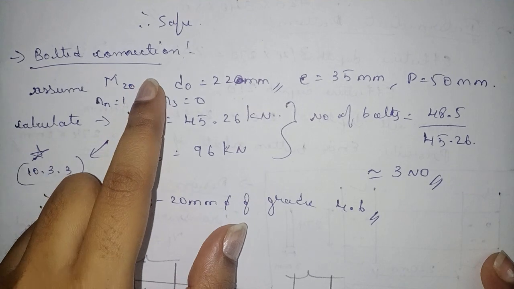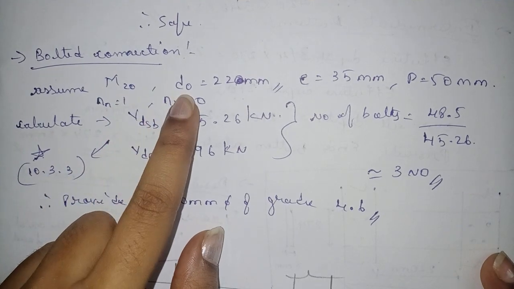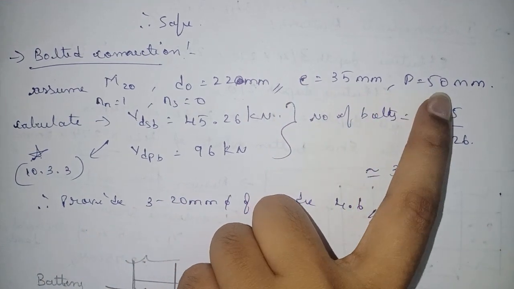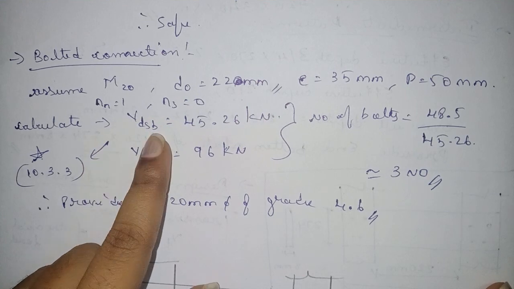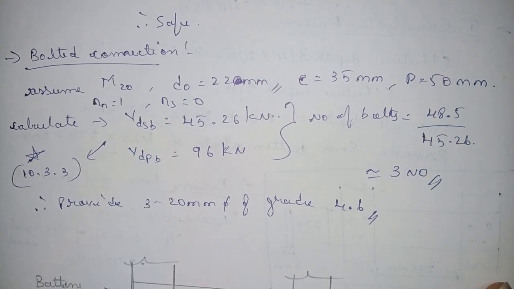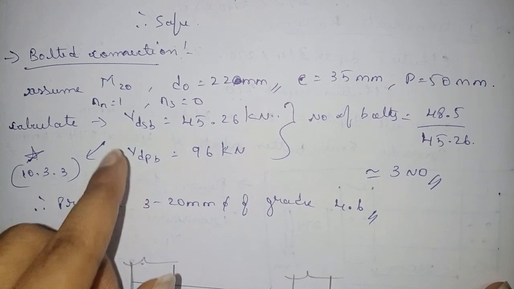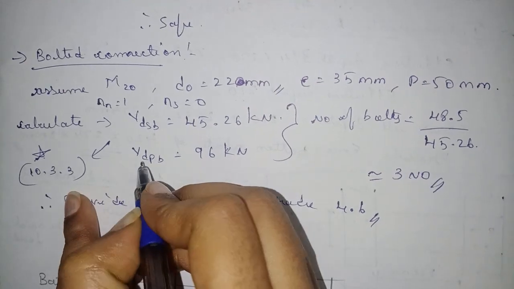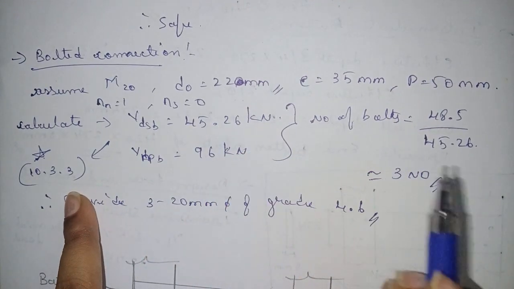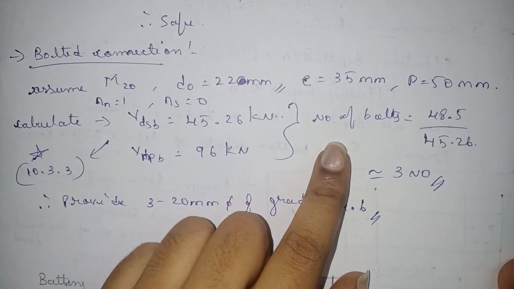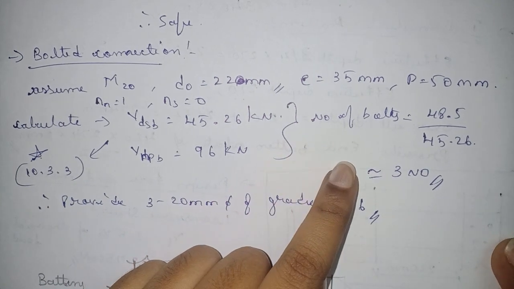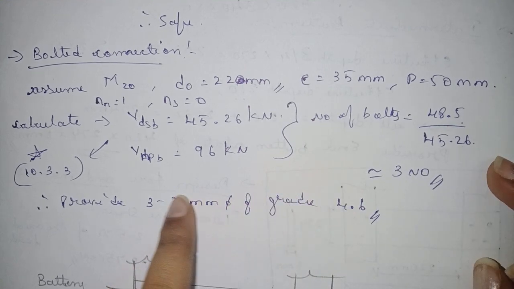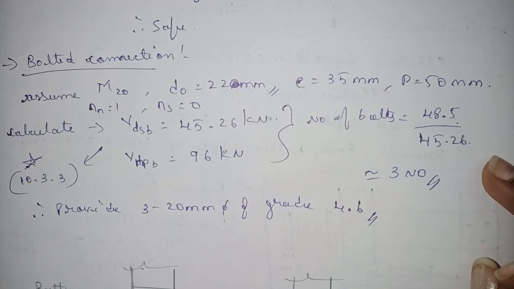Next we'll go for the bolted connection. I'm assuming M20 grade, D0 will be 22, edge distance is 35, and P is 50. Assume everything, and as you already know this, I'm not concentrating more on this. VDSB and VNSB, if you calculate, it will be something like this. Which is lesser in this, that will be the bolt value. Now we'll calculate the number of bolts. Whatever the forces you got divided by the bolt value. So that you will get it as 3 numbers.